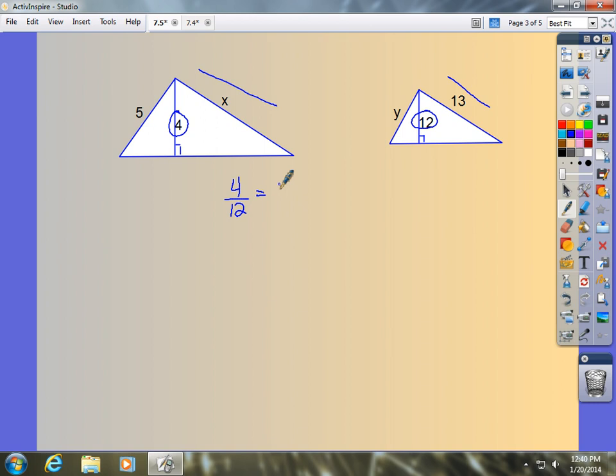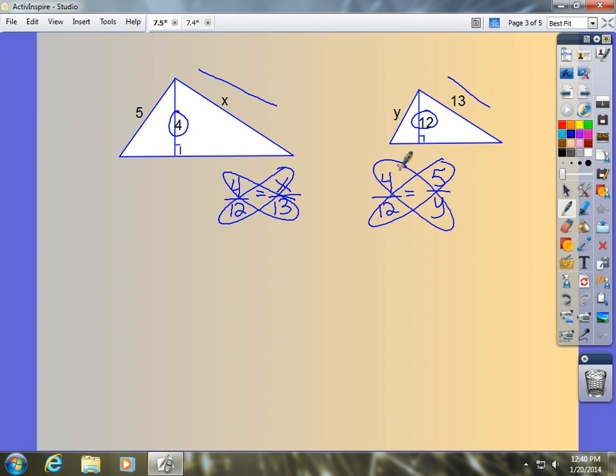My larger numbers are actually on my small triangle. But I'm going to set this up as triangle 1. My large side is x, and my large side over here is 13. I would just cross multiply. Okay, and when I was looking for y, I would set it up 4 over 12 equals 5 over y. And I would cross multiply here. It's really easy to set up the parts, you just have to know that they are proportional. I'm not going to bother solving this because this is just an introduction of how to do it.